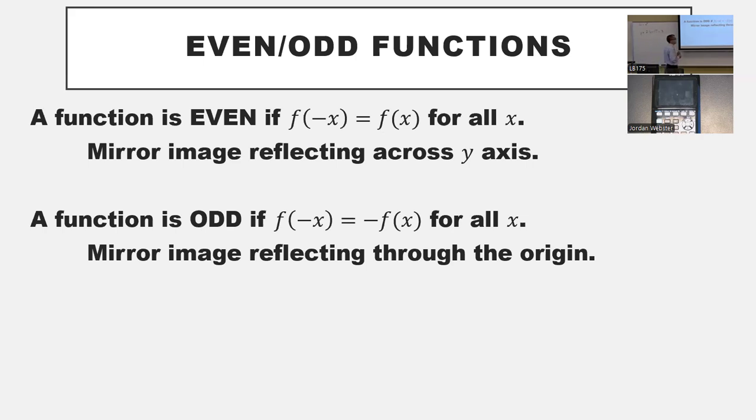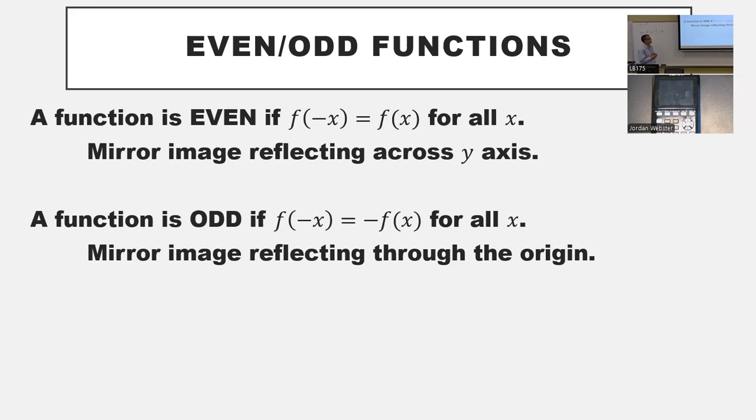Mathematically speaking, even functions are functions where you plug in a negative x and you plug in a positive x and you get the same values, same outputs. No matter what the x value is, you plug in f of negative x and f of positive x, you always get the same output, for all x, we'll say. Graphically, it means that it's a mirror image of itself reflecting across the y-axis.